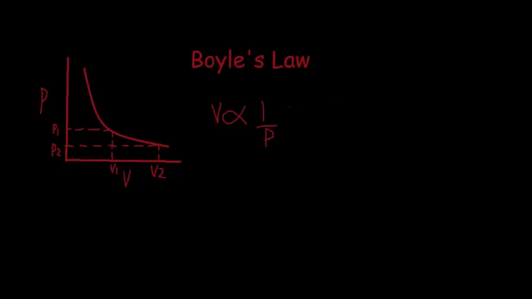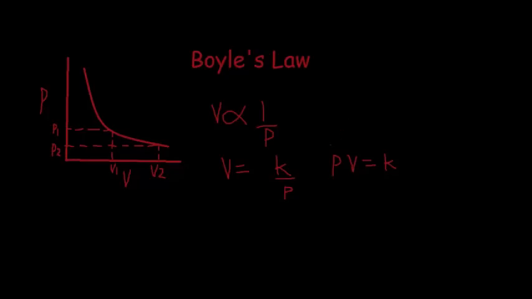So I can also write that V is equal to K by P, and that K is my proportionality constant called the specific gas constant. So I can write PV is equal to K, like multiplying both sides by P. I can write PV equals K.